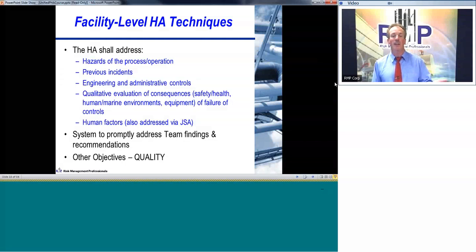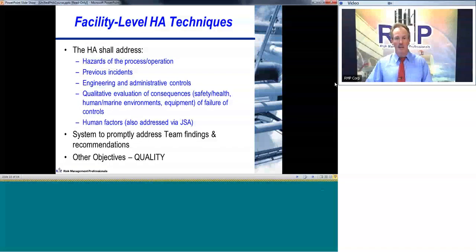Basically, impact on safety, impact on health, impact on the environment, equipment, and you're looking at the failure of those controls as leading to those potential consequences. Human factors also have to be addressed, and they're also addressed via the job safety analysis. There also has to be a system to promptly address team findings and recommendations, and a key objective for all these things is quality. Doing a good job and making sure that the hazards analysis is not only done thoroughly, but also can be easily updated.